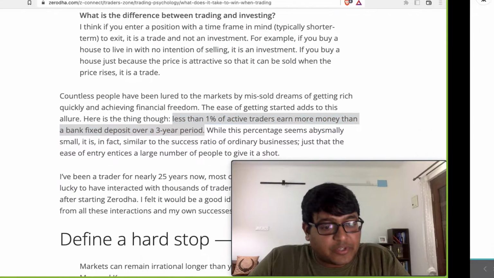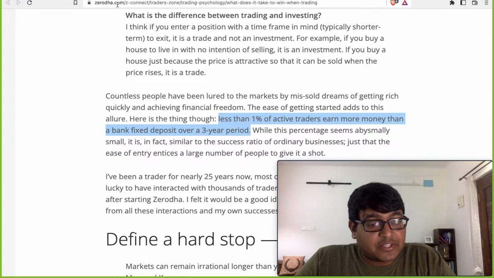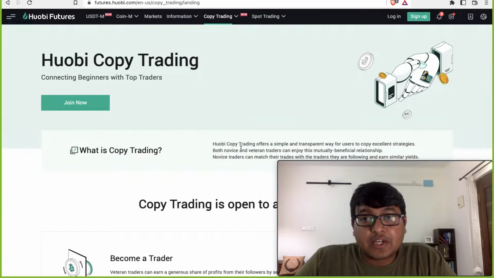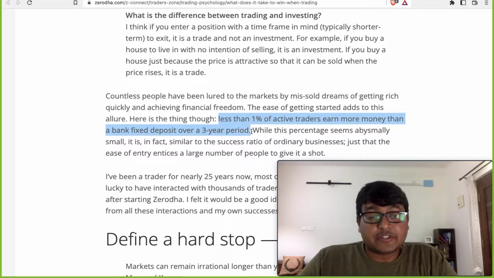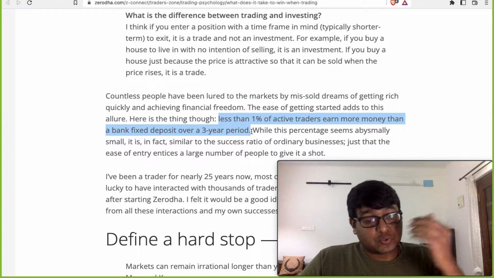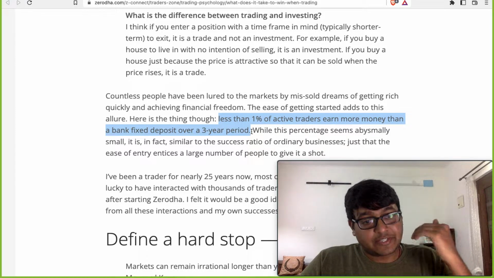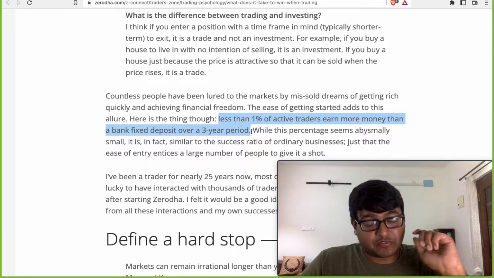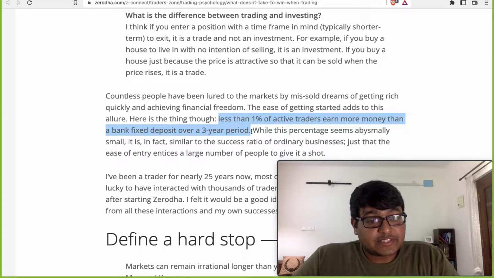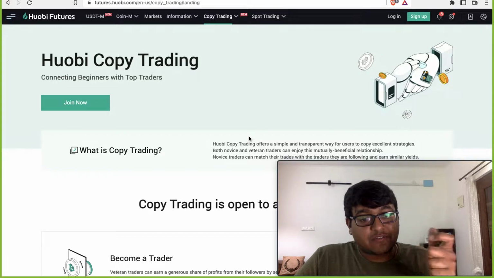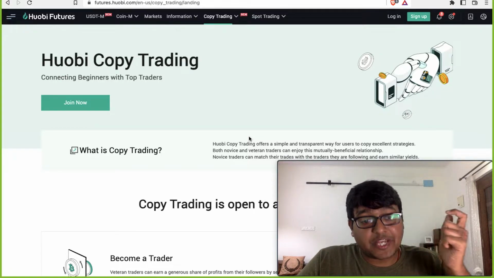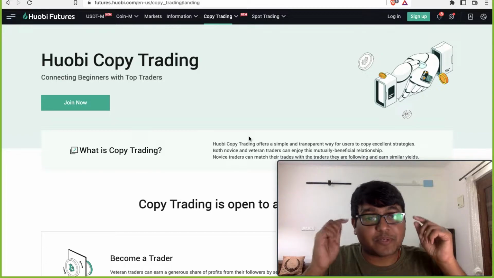What exactly is copy trading? How do you make some money? It's very simple. Copy trading means that there are maybe 1% or less than that active traders who know how to make money, who have spent 2-3 years, who have been in the grind. They now know how to break even or make some profit. What essentially copy trading does is it helps you copy their signals. It helps you copy their movement. When are they entering? When are they exiting? It helps you copy that very easily. And that's the simple concept behind copy trading.